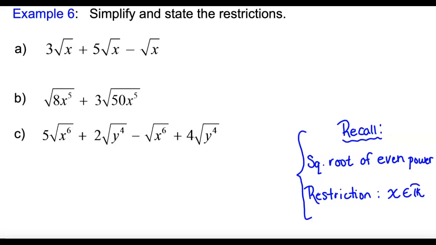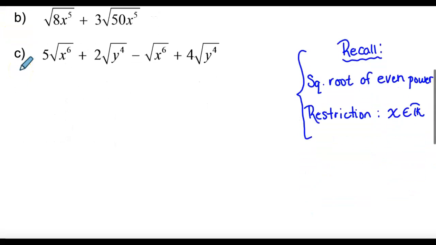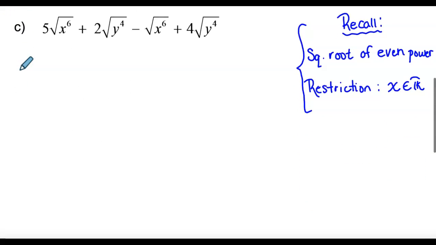Hi everyone, in this video we are looking at section 4.4, Simplifying Radicals, and we're taking a look at example 6c. We've been told that we have to simplify and state the restrictions. And of course, as you can see, we're doing some addition and multiplication, and we're dealing with radicands that are variables. So let's take a closer look and see what the restrictions must be for 6c.